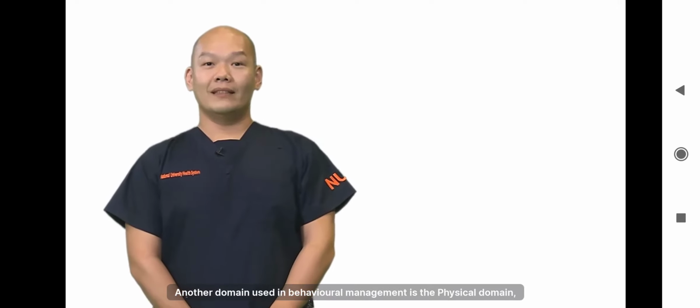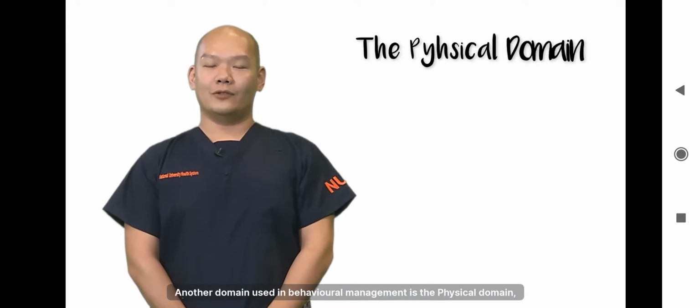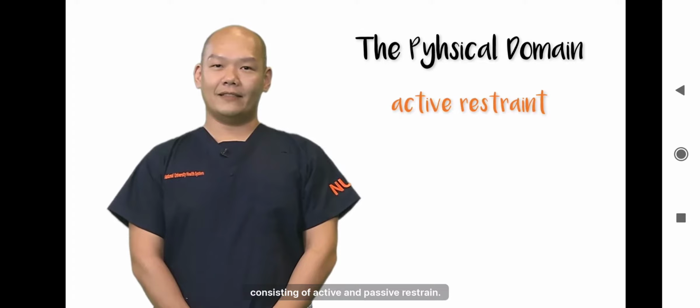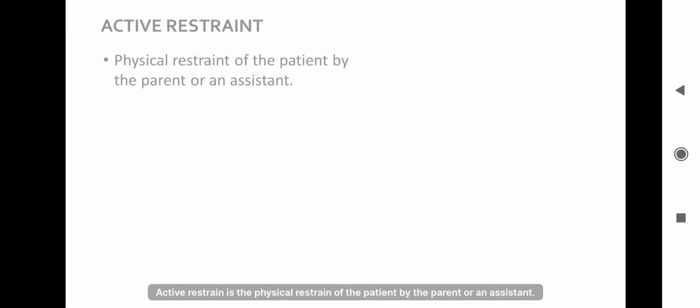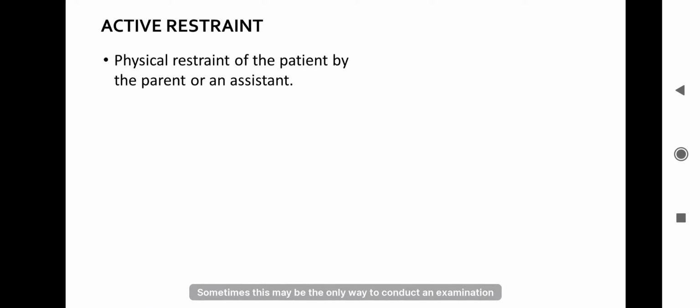Another domain used in behavior management is the physical domain, consisting of active and passive restraint. Active restraint is the physical restraint of the patient by the parent or an assistant. Sometimes this may be the only way to conduct an examination in a pre-cooperative patient. In other words, a child less than 2 years old who is still in the sensory motor stage of development.